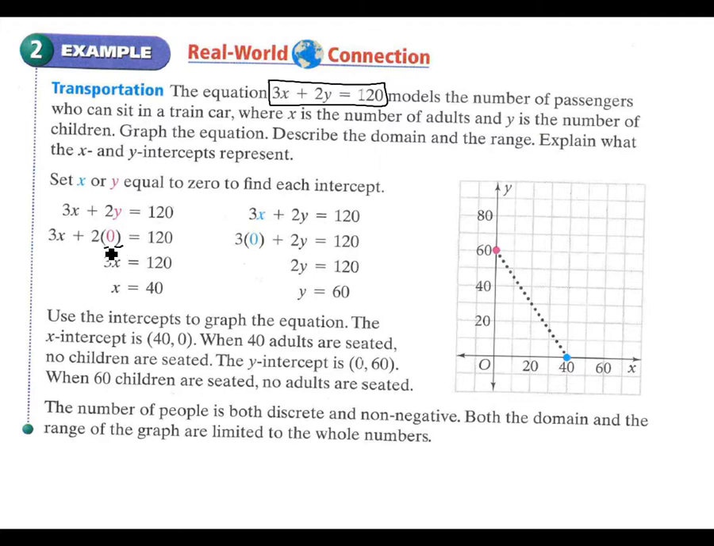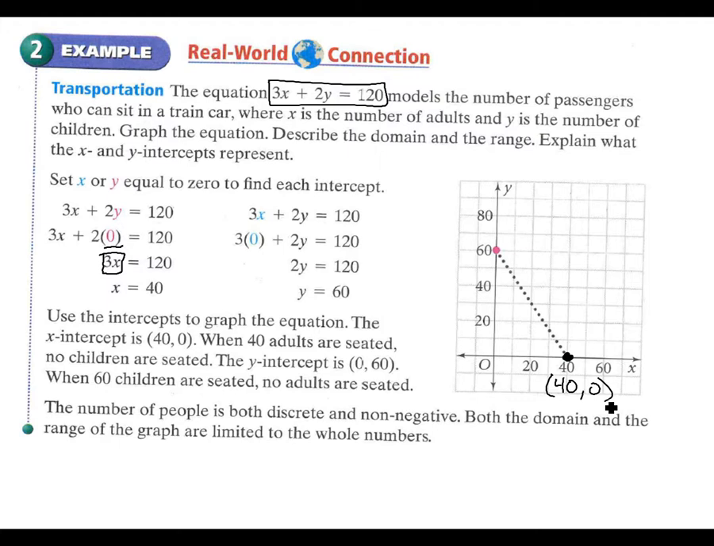We're going to plug 0 in for y. That leaves us with just 3x equals 120. If we divide by 3, we get x equals 40. So over here, we can make that dot. Right? If y is 0, x is 40. As an ordered pair, it would look like that, 40 comma 0.